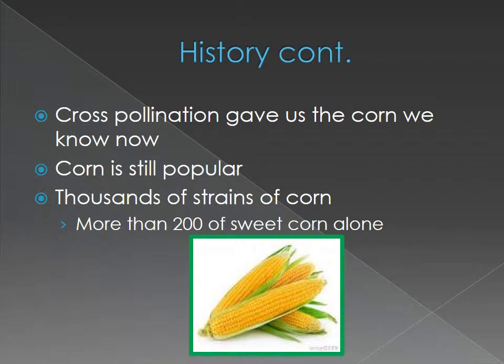Over the years, cross-pollination during cultivation caused genetic changes that transformed corn into the shape and size we know now. Today, corn is more popular in this country than anywhere else in the world. There are thousands of strains of corn, with more than 200 varieties of sweet corn alone. Now that we all have a little knowledge of the history of corn, let's move on to the growth process.